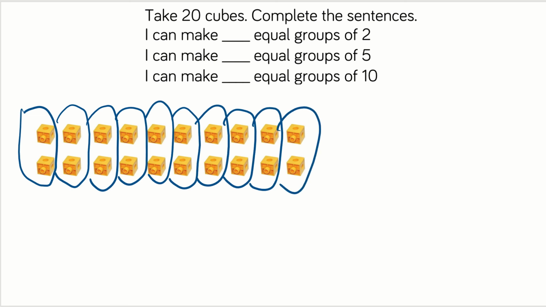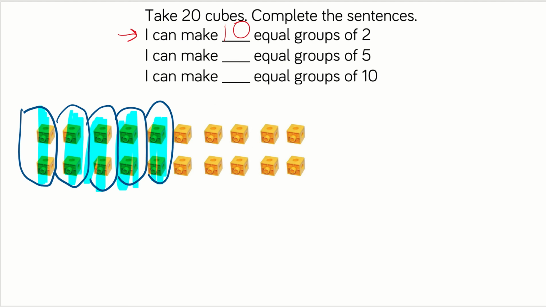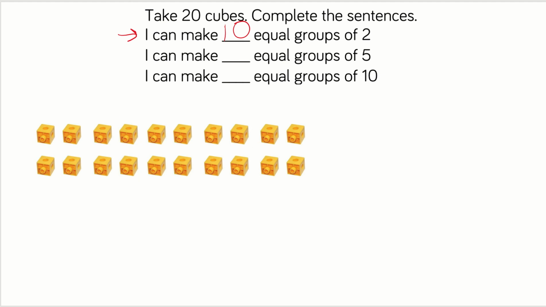How many groups of 2 do we have? Let's check. 1 group there, 2 groups, 3 groups, 4 groups, 5 groups, 6 groups, 7 groups, 8 groups, 9 groups, 10 groups. 10 groups of 2. I can make 10 equal groups of 2, because in 20, there are 10 2s, 10 groups of 2. Okay? So you can move that out. Magic. Next question.